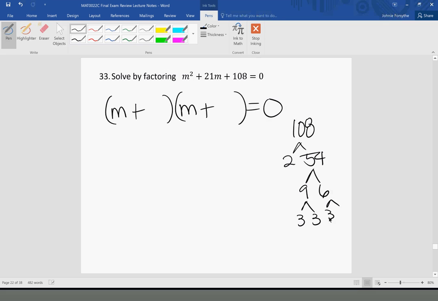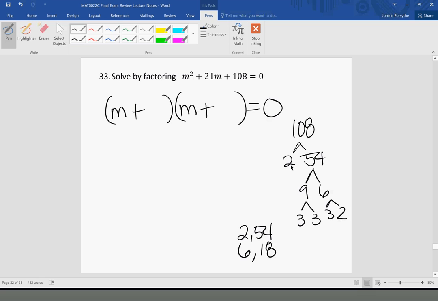3 times 3, 3 times 2. So let me think of some combinations of numbers that will multiply to give me 108 and add to give me 21. So definitely 2 and 54, but that doesn't add to give me 21. What about 2 times 3 is 6, and 3 times 3 is 9, times 2 is 18. 18 plus 6 does not give me 21.